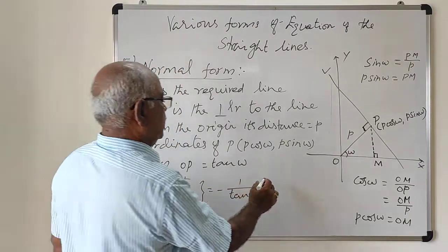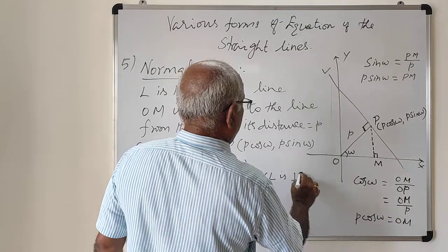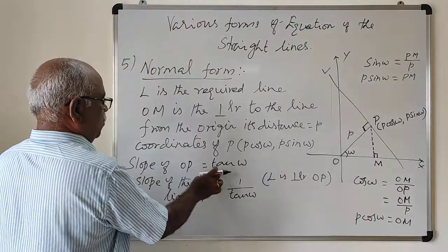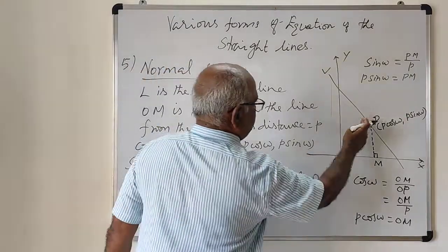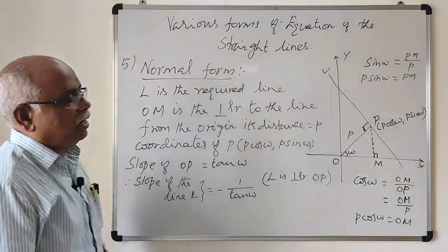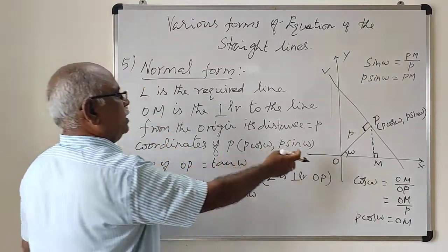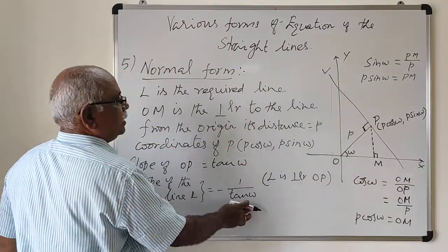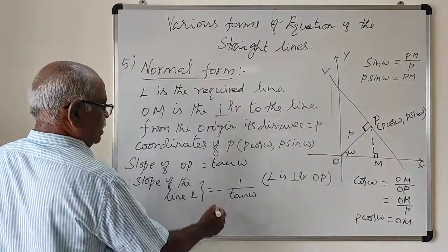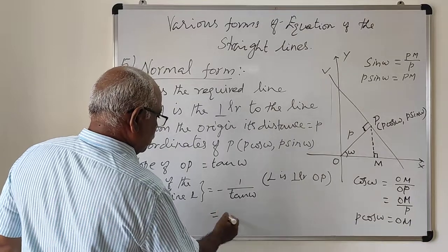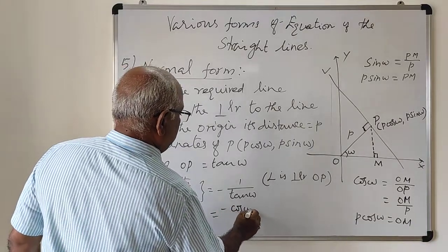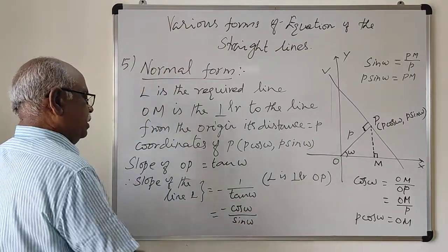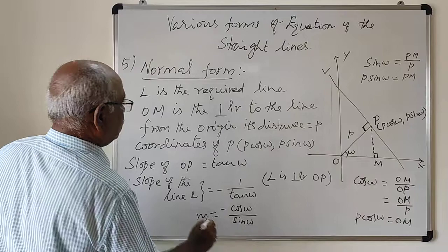Because L is perpendicular to OP, and the slope of OP is tan omega, the slope of L is the negative reciprocal. So minus 1 by tan omega, which is minus cos omega by sin omega, since 1 by tan is cot. We know the slope m; this is our slope of the line.